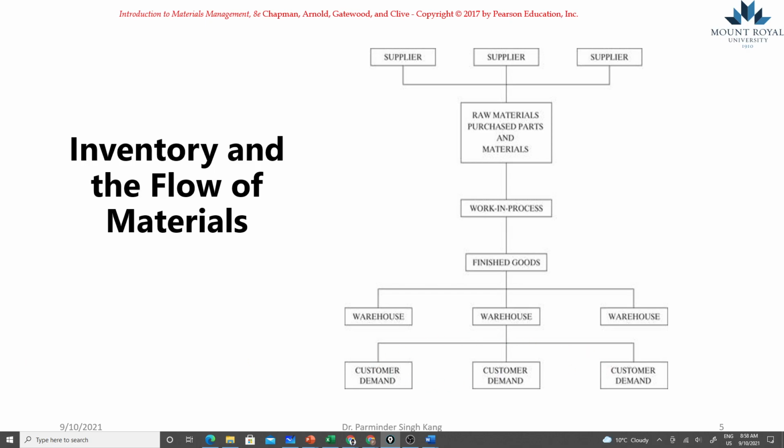So from the flow of material perspective, we have four basic forms: raw materials, purchased parts, which are kind of semi-finished goods that are going to be part of the end product, then work in progress, which are items we are still working on, not finished yet. Then finally, the finished goods, which need to be moved through your warehouses and distribution centers to the retailers so that the consumers can use these products.